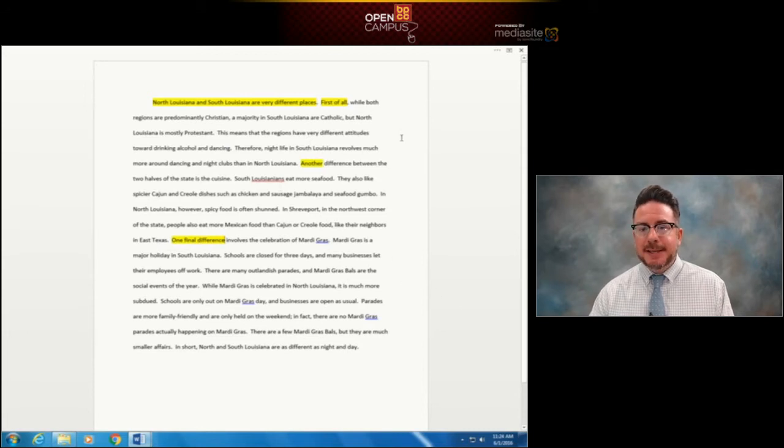So is this an example of subject by subject or point by point? Well, here we have point by point because we are talking about both North and South Louisiana throughout the whole paragraph. We're not organizing this paragraph by our two subjects. We're not dividing the paragraph in half. Instead, we're using our three supporting points to organize the paragraph.